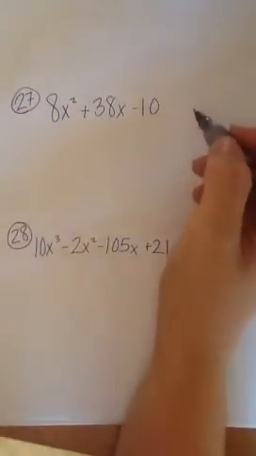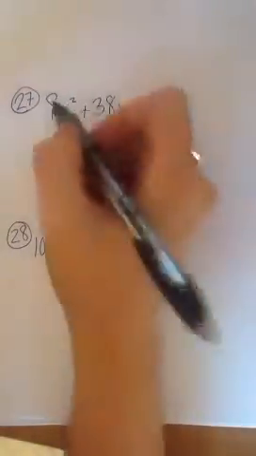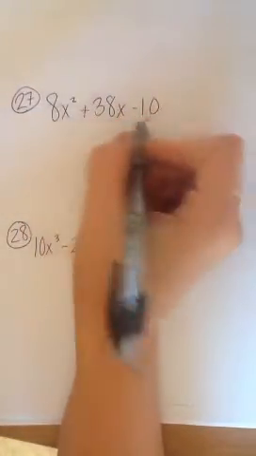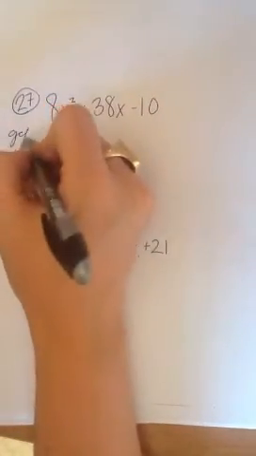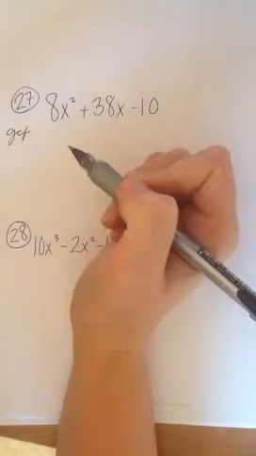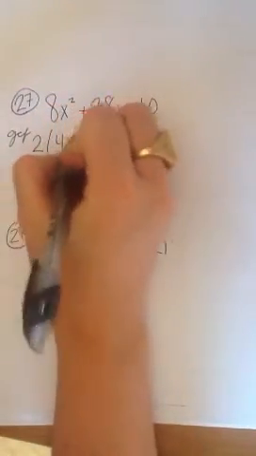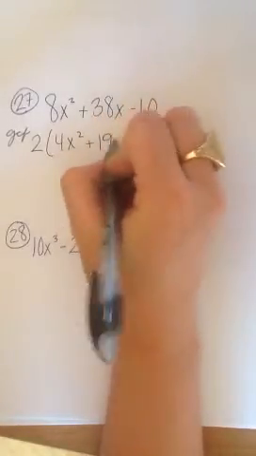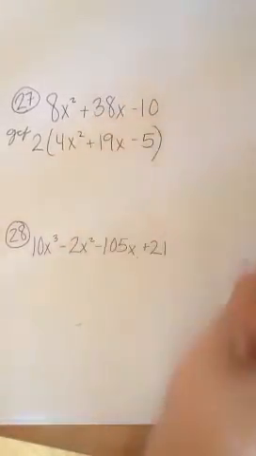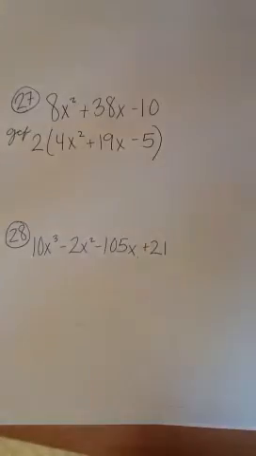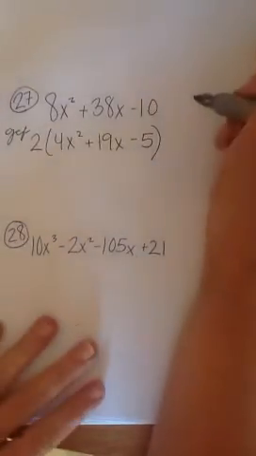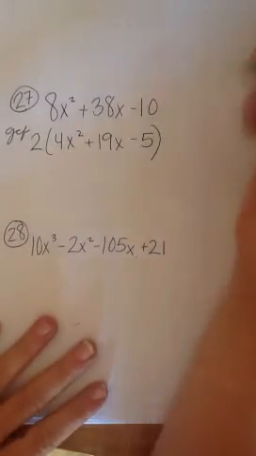Here's number 27 for the test review. I want you to look at this. I want you to be able to see that there is a GCF here. And yes, you need to take that GCF out first. It's a 2, and you get 4x squared plus 19x minus 5. It's just easier if you do it in the beginning. You can do it later at the end, but in the beginning it makes the numbers smaller.